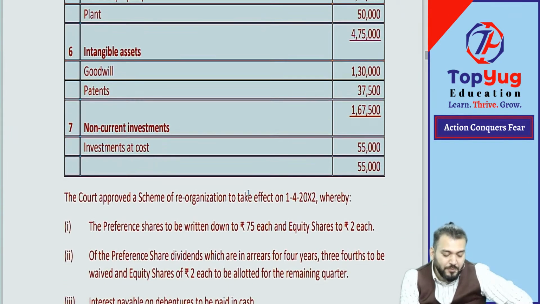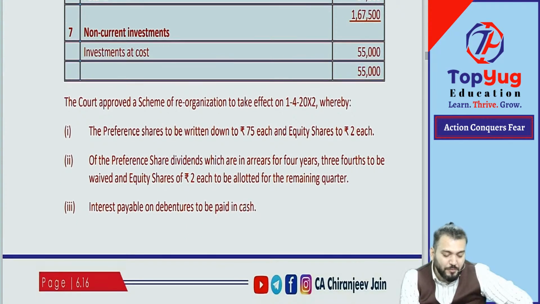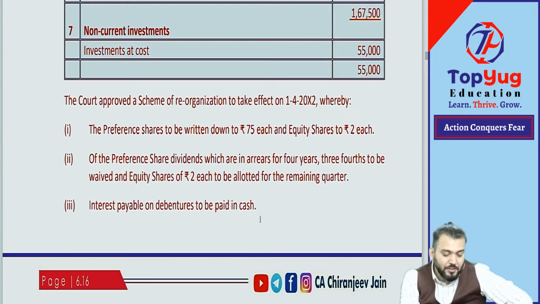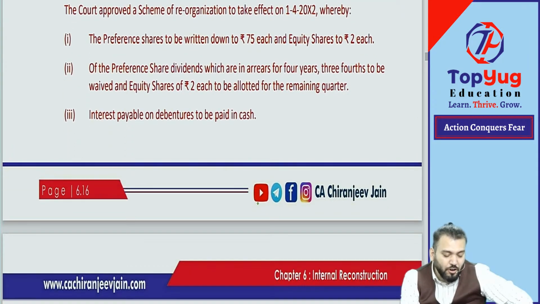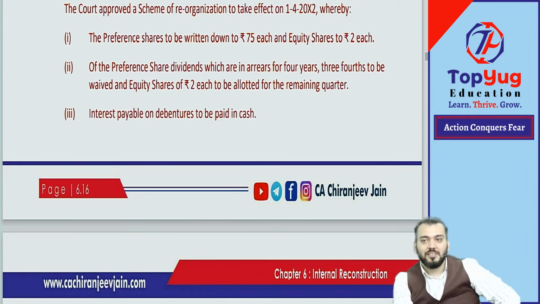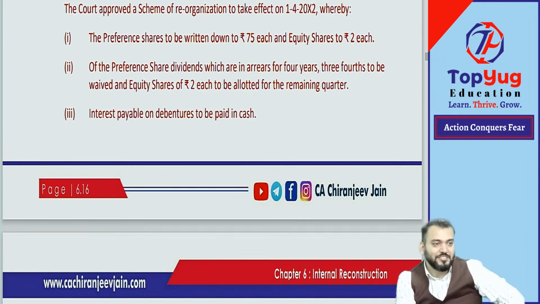Other current liabilities: loan from directors and interest payable on 6% debentures. Property, plant, equipment: freehold property, plant. Intangible asset: goodwill, patents. Correct? Goodwill, give it a star mark. Goodwill needs to be written off even if the question is silent. Non-current investment at cost. Many items are there, which means in this question there will be a lot of adjustment. Correct?